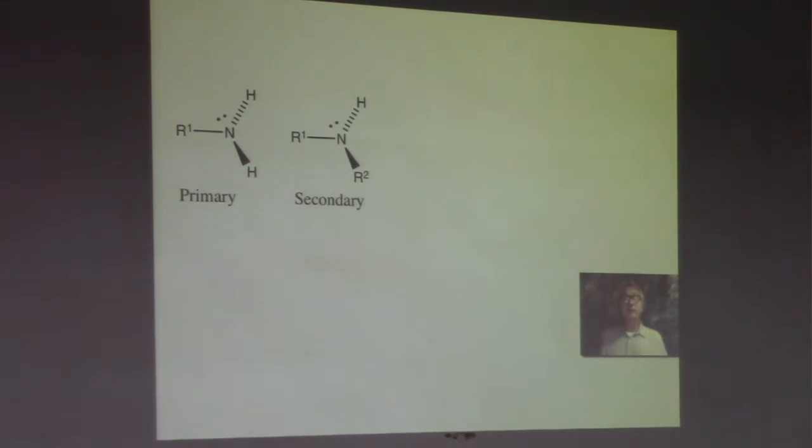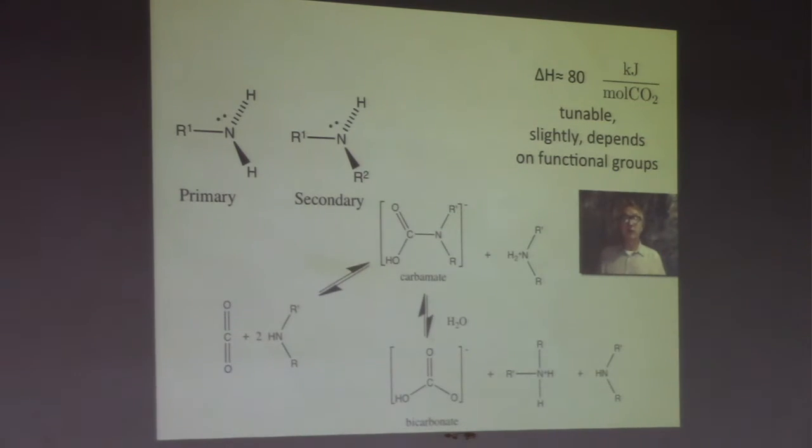It is, however, part of a class of materials, the primary and secondary amines. And these materials do have a significant heat of absorption, as shown here, on the order of 80 kilojoules per mole of CO2. However, this heat of absorption is tunable in the sense that the composition of R1 and R2 can be varied, and the chemistry allows some tunability of this particular heat of absorption. The chemistry of CO2 reacting with these amines in water is not straightforward, as shown here in this diagram.